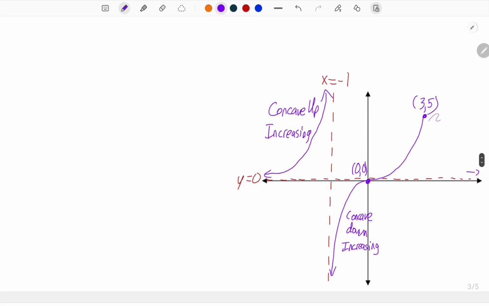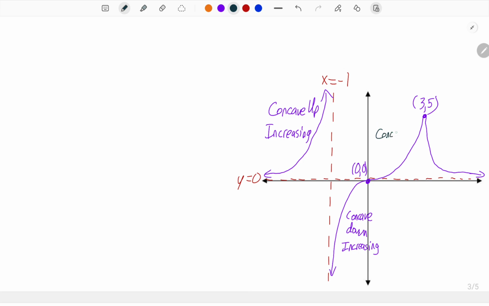So it's going to go down, but it's going to be concave up. So another U shape going downwards. Let's join that up nicely to the asymptote like that. And there we go. So again, let me label the rest of these.